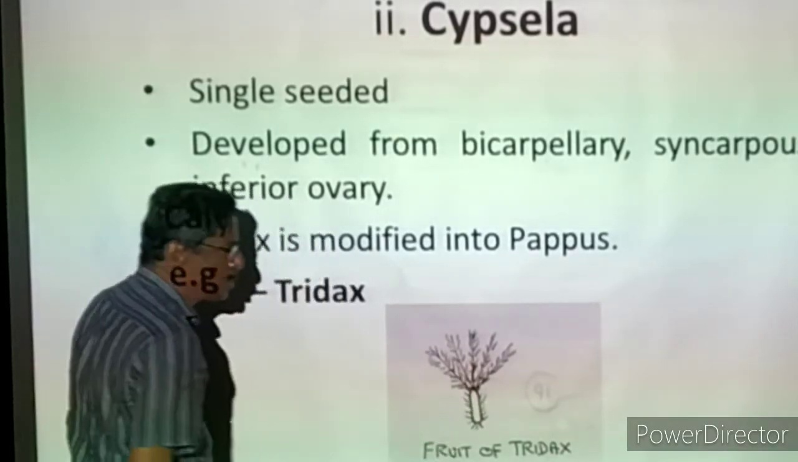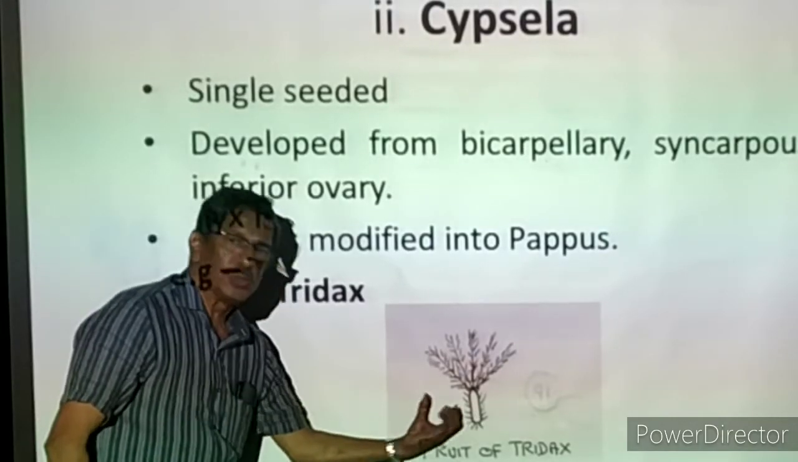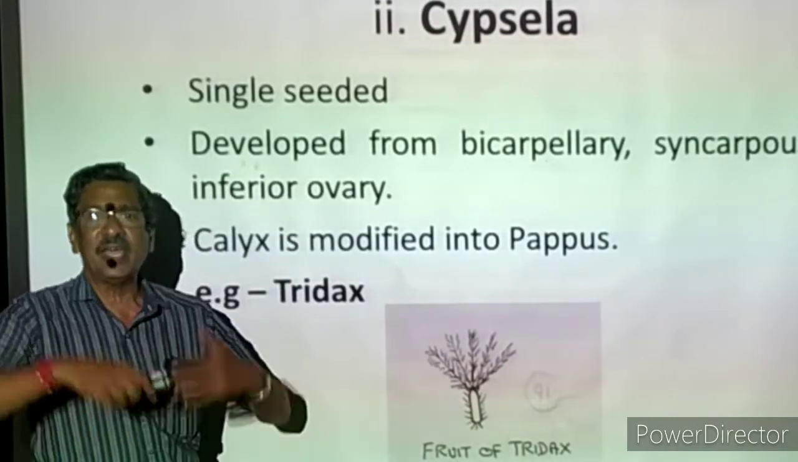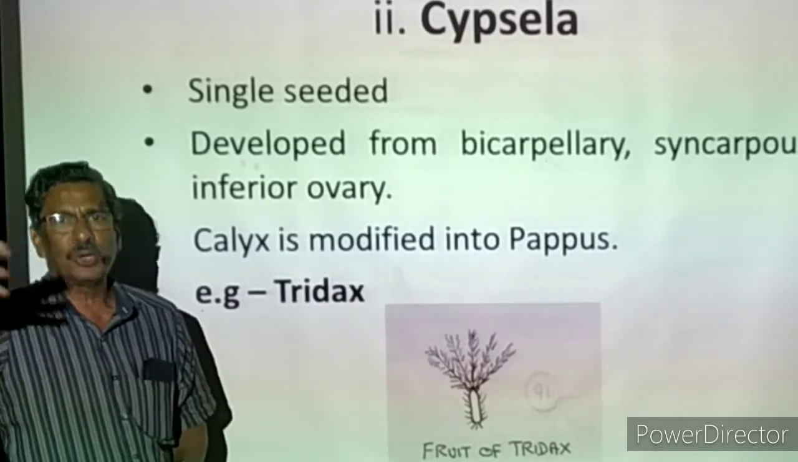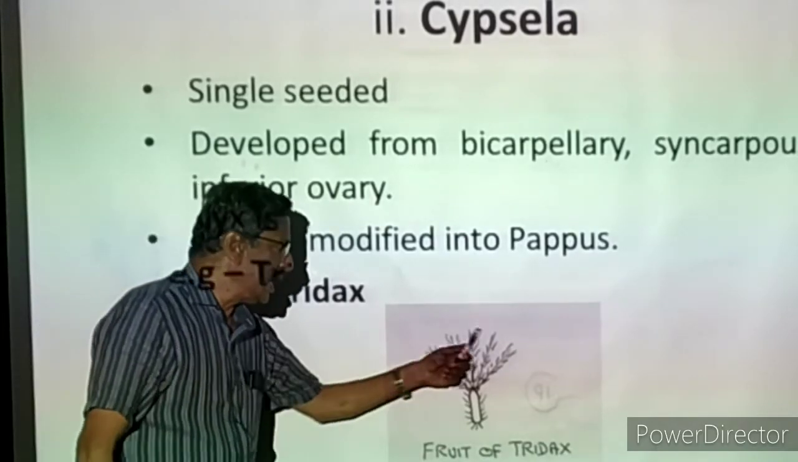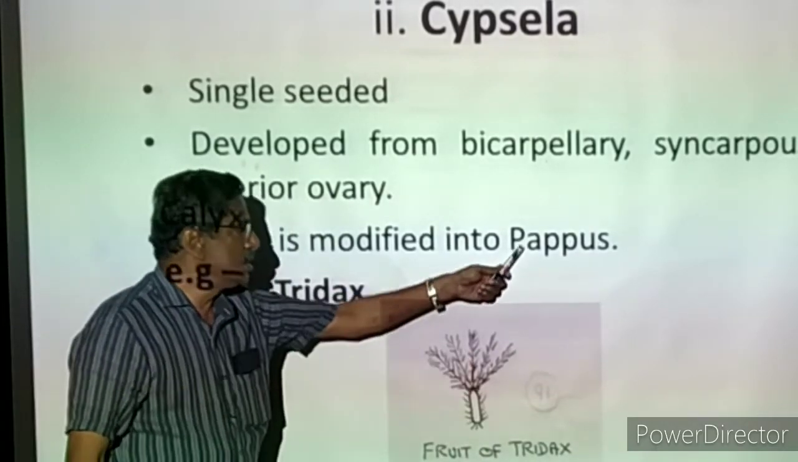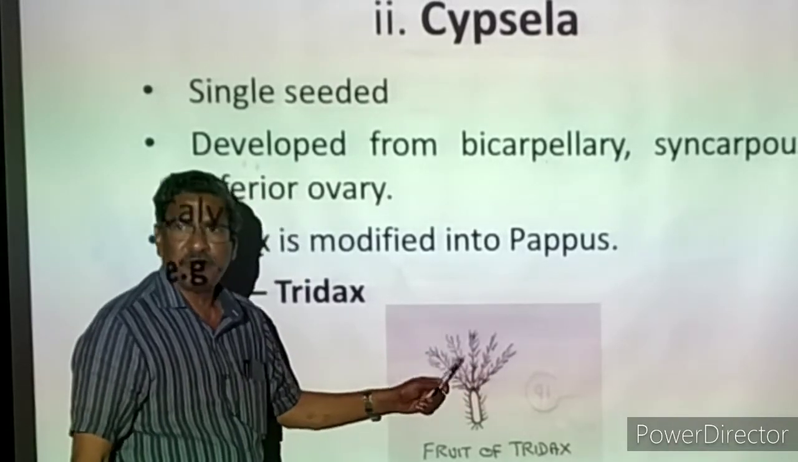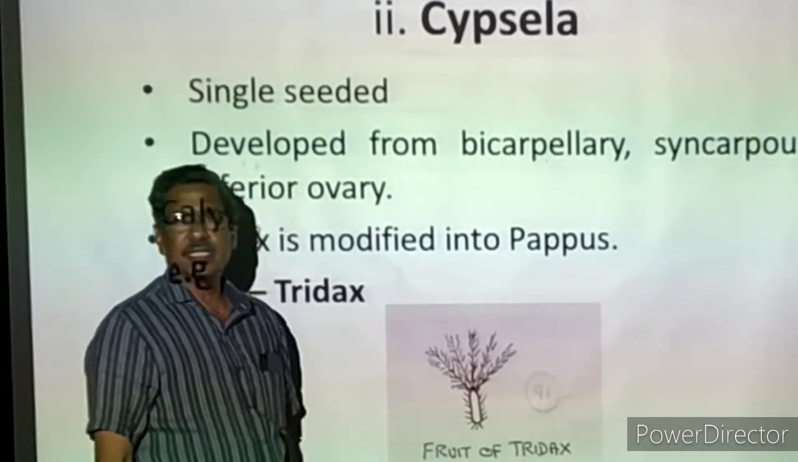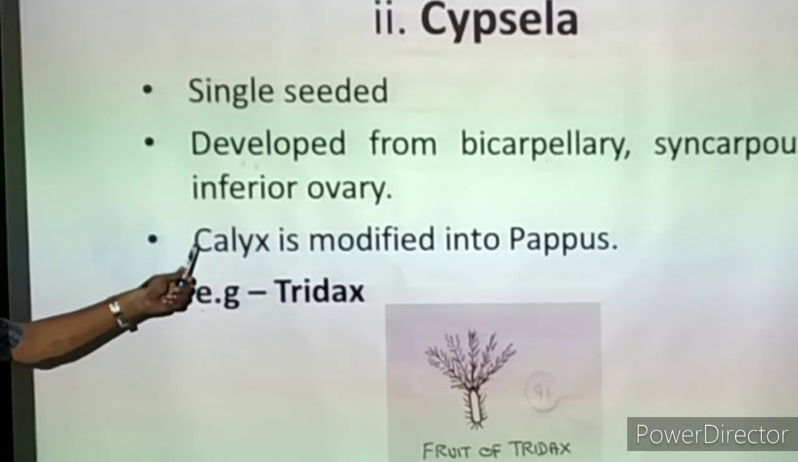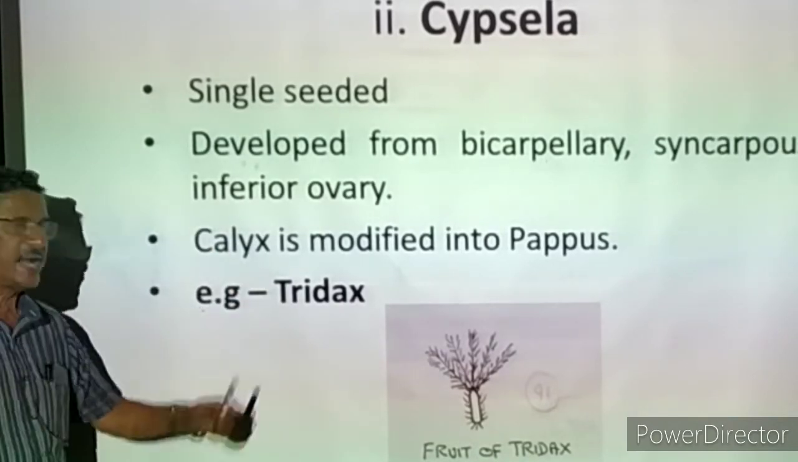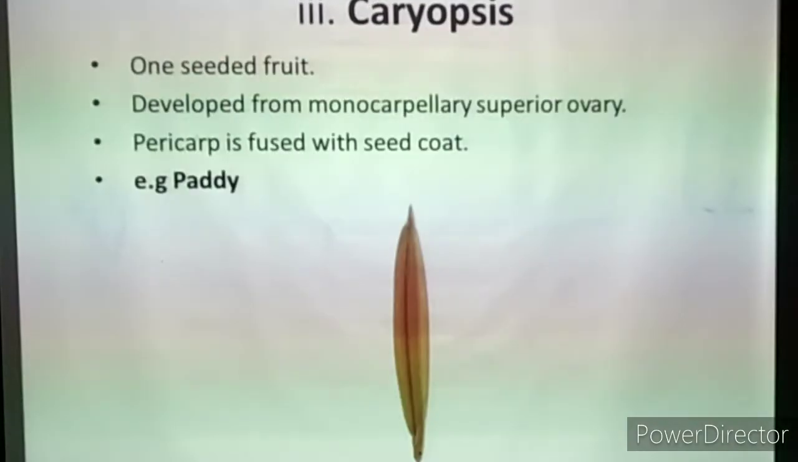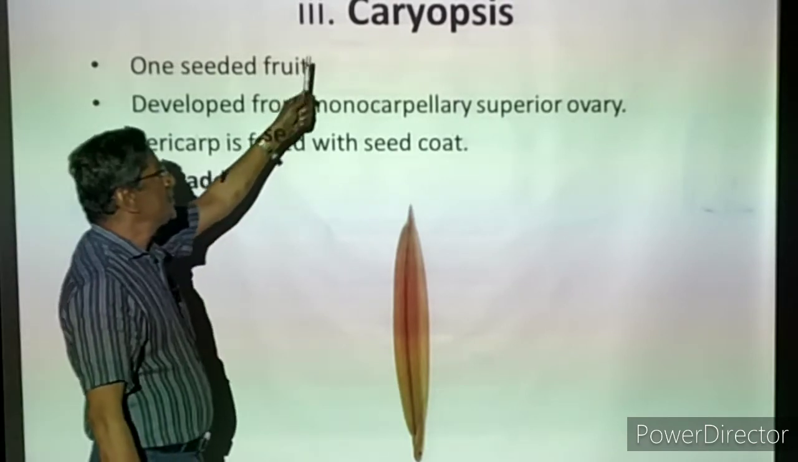The seed is very small, and the fruit wall is also very thin. So the entire fruit is very light. It can fly in the air, it can float in the air, so for dispersal it is easy. The hair-like or feather-like structures present here are the pappus. Calyx is modified into pappus. Example, Tridax.